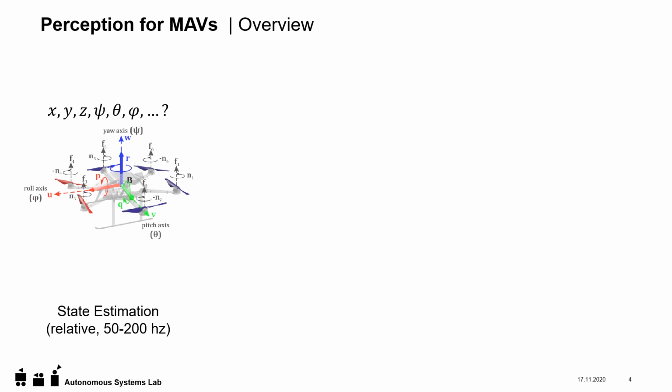Therefore, the output of the state estimation system is directly fed into the controller and should come at a suitable frame rate, which usually is on the order of 50 to 200 Hz. The second biggest task is mapping. Mapping deals with perceiving and establishing a map of the physical world such that the MAV is able to plan feasible paths and goal fulfillment paths in its environment.